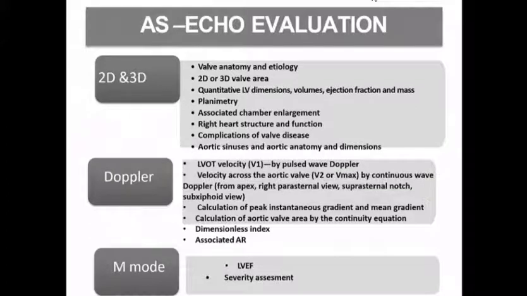We also assess the complications of the valve disease, the aortic sinus, and the aortic anatomy and dimensions, because it is very important to implant the valve of the correct size. Then we move to the Doppler segment, which is the most important for assessing severity. That is the LVOT velocity by pulse wave, and the velocity across the aortic valve by continuous wave Doppler from the apex, right parasternal, suprasternal notch, and subcostal views, to calculate the Vmax, the peak instantaneous gradient and the mean gradient, the aortic valve area by the continuity equation, the dimensionless index, and associated AR.